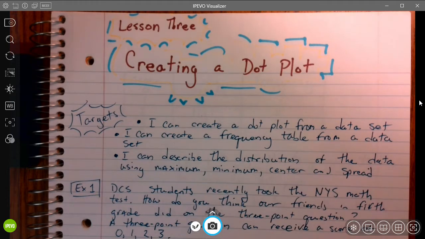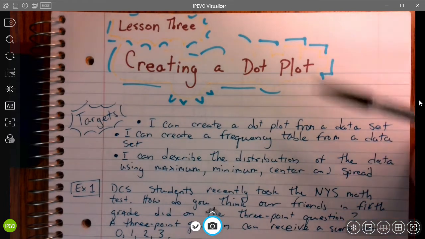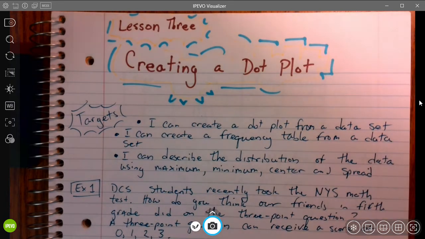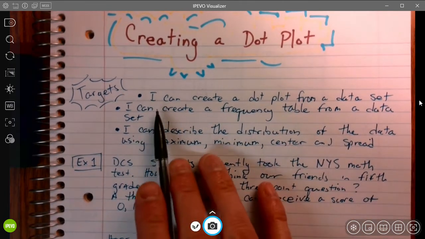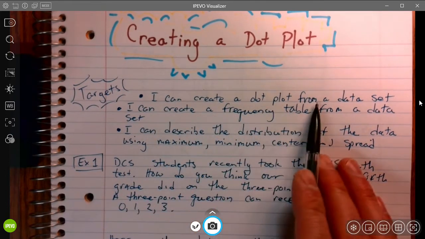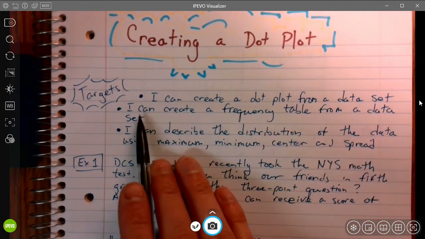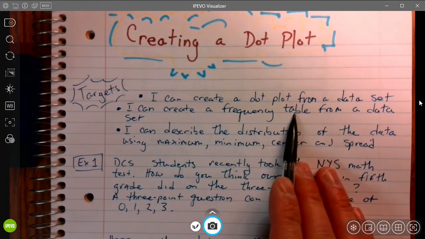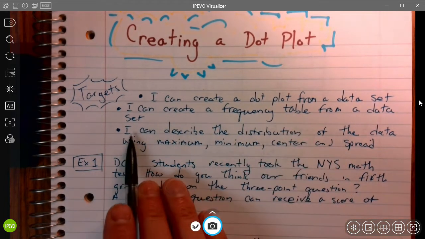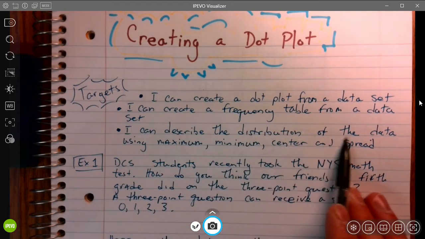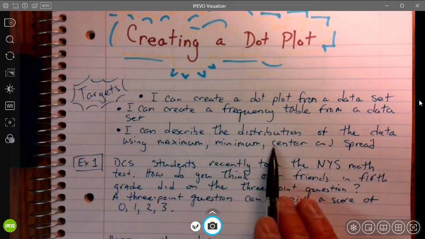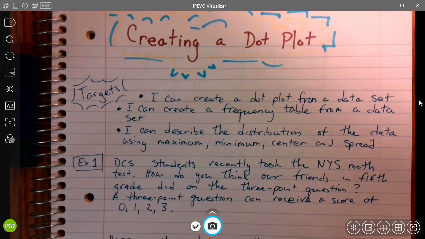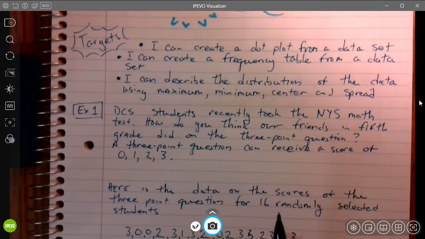Today we're going to be working on lesson 3 of module 6, which is titled Creating a Dot Plot. Our targets for the day are: I can create a dot plot from a data set. I can create a frequency table from a data set, and we'll go over what a frequency table is. And I can describe the distribution of the data using maximum, minimum, center, and spread. So let's get right into it with an example.